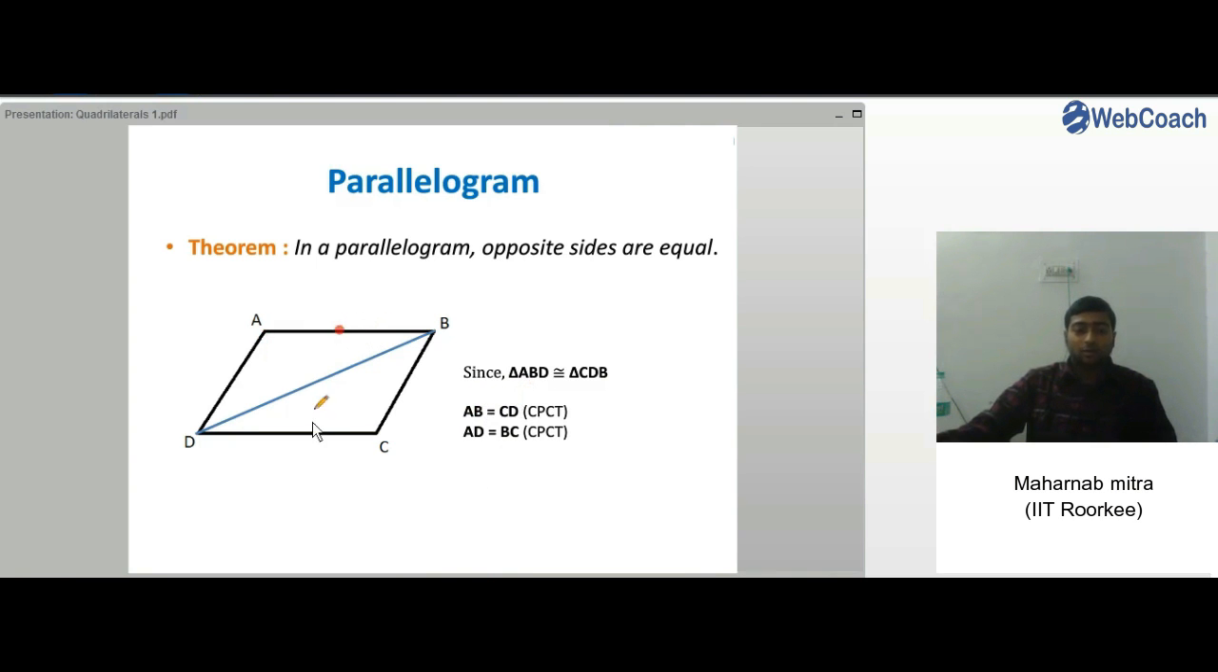AB equals CD, and also we get AD equals BC, right? We get these two equalities from our congruency rule. So you can see here we have got the opposite sides of a parallelogram as equal, right? AB is equal to CD and AD is equal to BC. So in a parallelogram you can say the opposite sides are parallel to each other and also equal to each other.